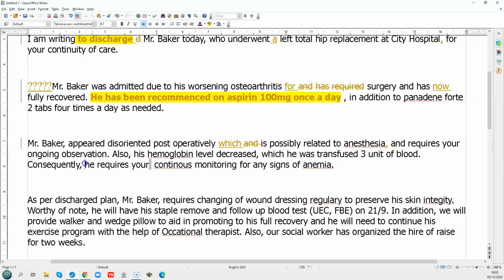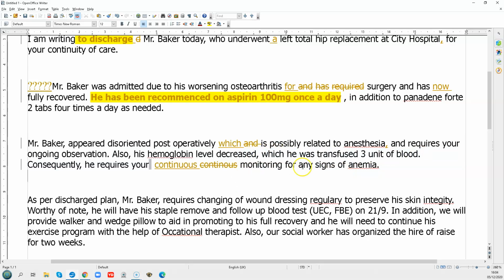I mean, look, you have he requires your continuous monitoring. So if you're monitoring him, aren't you observing him too? Yeah, so you can say monitoring, observing. I mean, it says here monitoring for any signs of anemia, but it's kind of like you've said the same thing twice in a slightly different way. So you could have said, right, Mr. Baker, blah blah blah, possibly related to anesthesia. Then carried on with the symptoms, what happened.